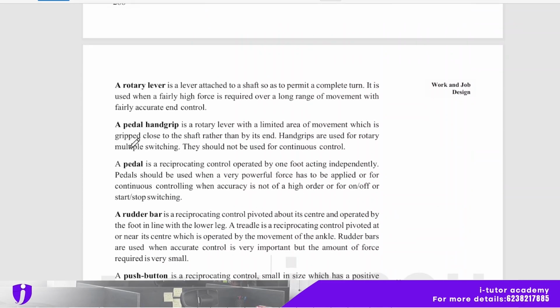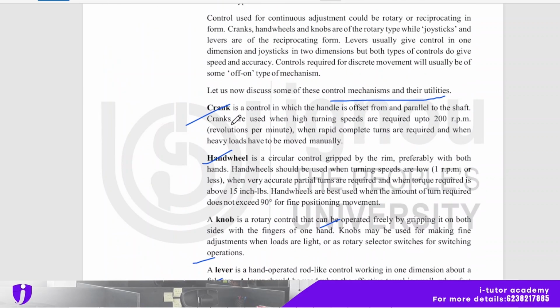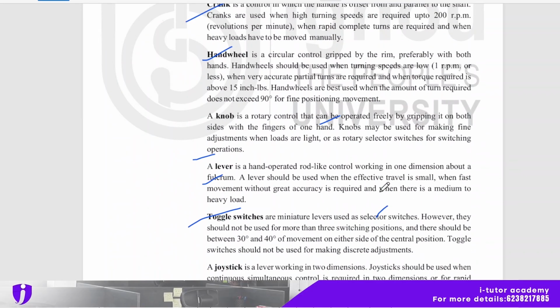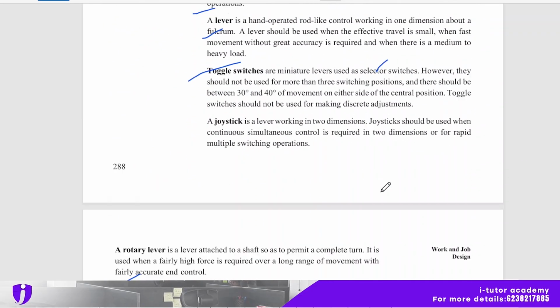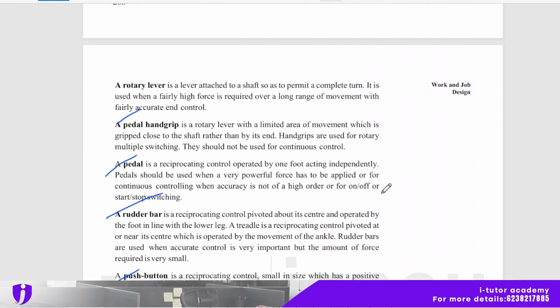Rotary lever and a pedal hand grip. A pedal is there, a rubber ruler bar is there, and a push button is there. So these are the control machines and their utilities. Okay, you just once read this section from your IGNOU study material MMBC 009 unit 10 and subsection 7. Okay, so this is all about today's section.